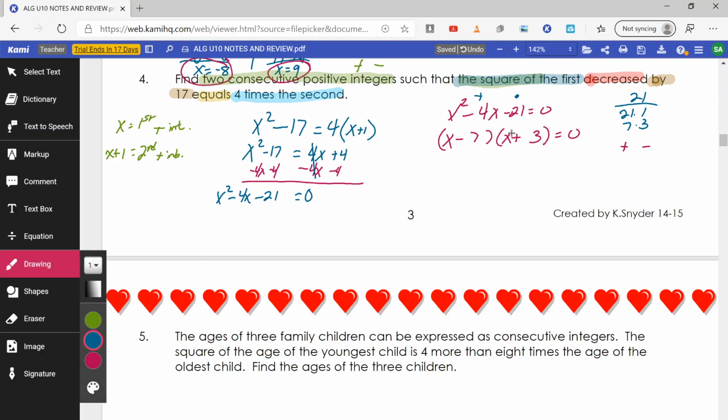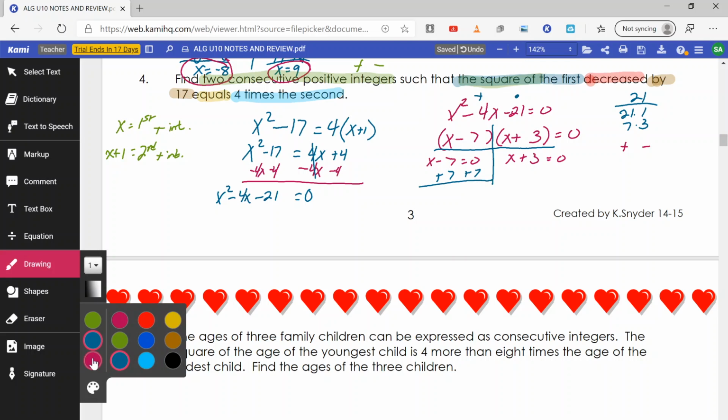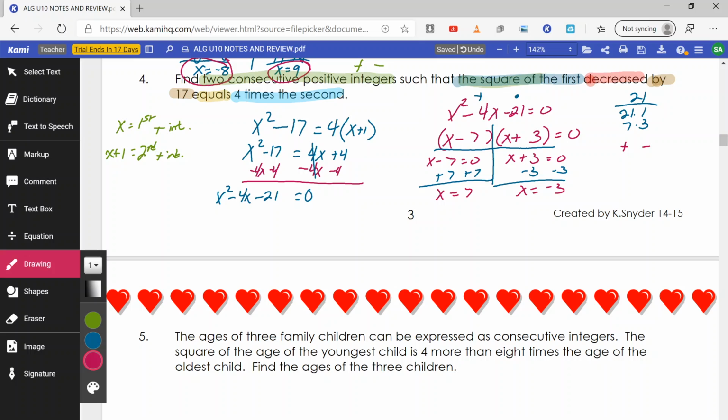And what I'm going to do is I will make a t-chart and set each of these equal to 0. So x minus 7 is 0, and x plus 3 gives me 0. And I will solve for x. So here we have to add 7 to both sides. 0 plus 7 gives me 7. On the other side, we're going to subtract 3. And we end up with x equals negative 3.